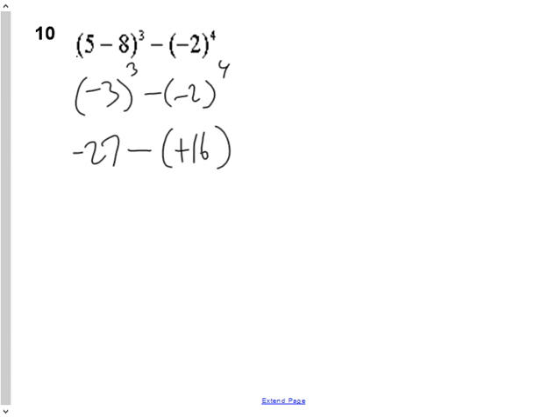If you're not great at subtraction of integers, you could always use addition of the opposite. Negative 27 and negative 16 make negative 43 in standard form.